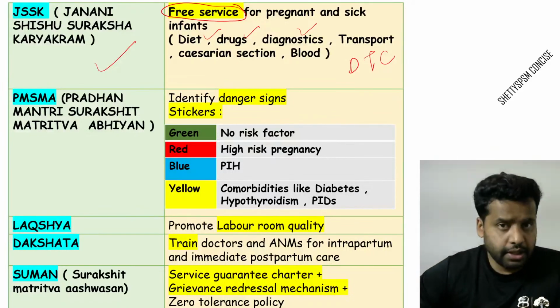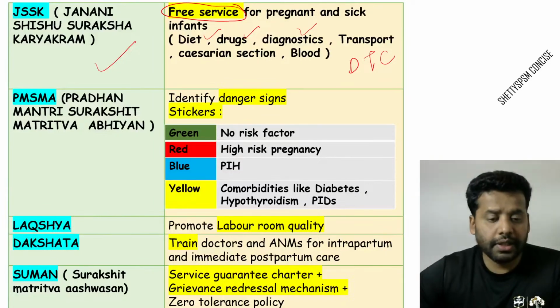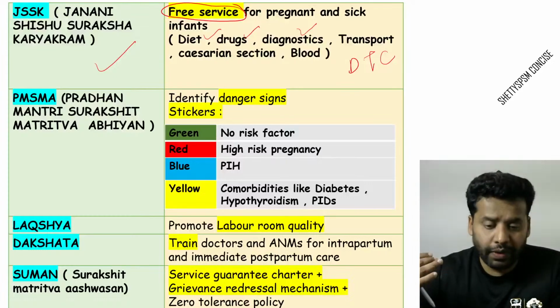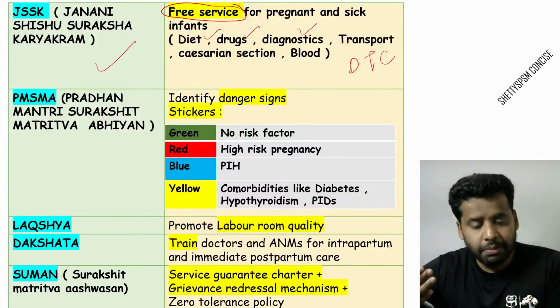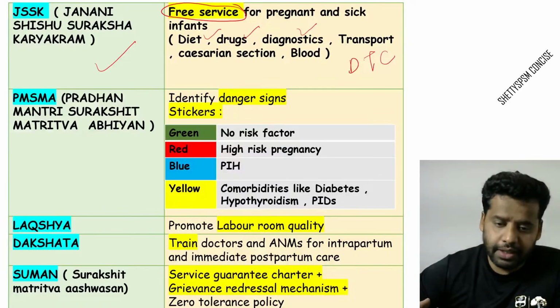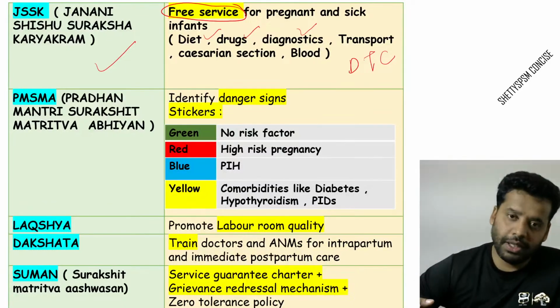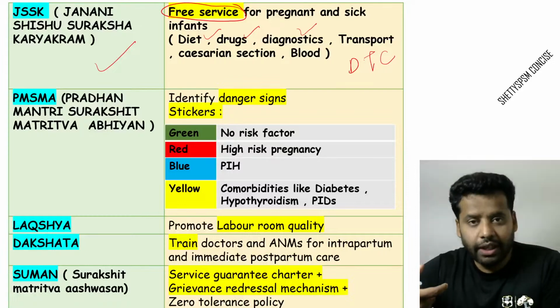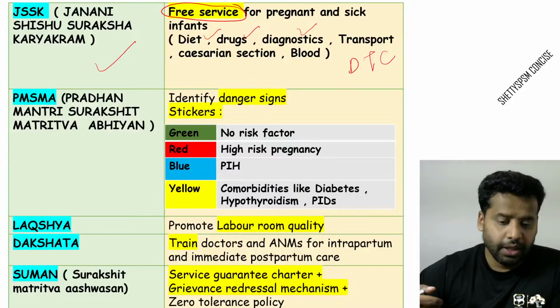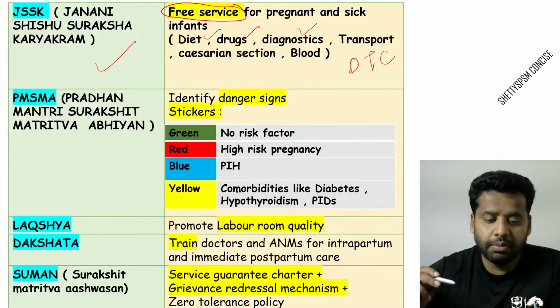So all these are important components where you are not charging anything. JSY is giving cash, JSSK is giving free services. This will complement JSY, because when you give free services, it becomes easy for the beneficiaries. They will come to hospital and deliver. When the infant is sick, they will come and get the treatment. We can reduce mortality rates.